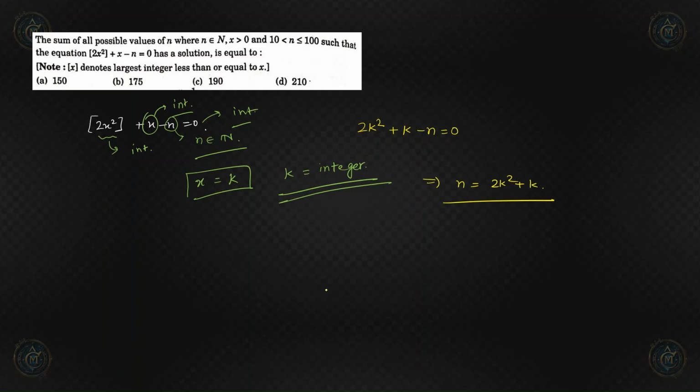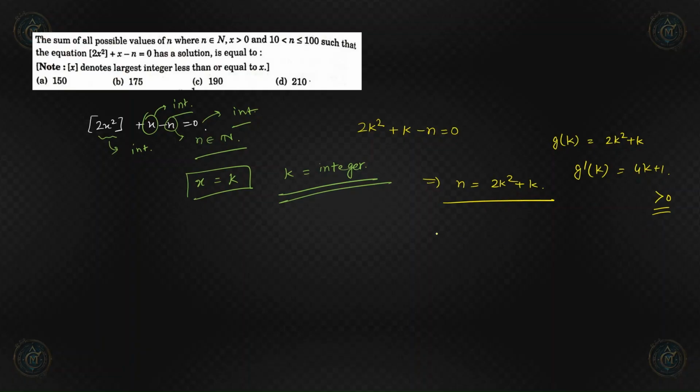Now we have to check the values of k. This k will take only positive integer values, starting from k equal to 1. Now this is a quadratic expression in k, and it is increasing. We can verify. If we take g of k as 2k square plus k, then g dash k is 4k plus 1, right? This is positive for all positive integers k, that means g of k is increasing.